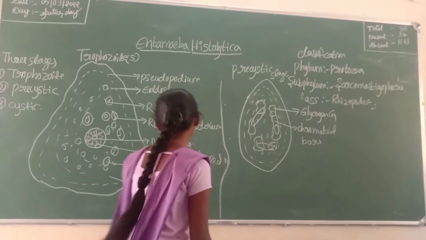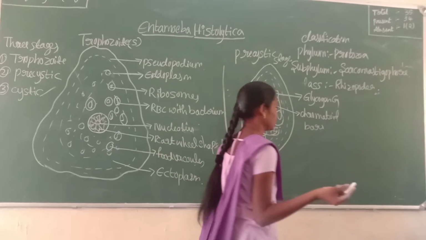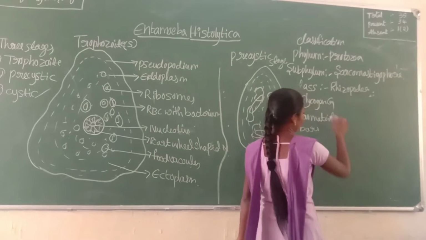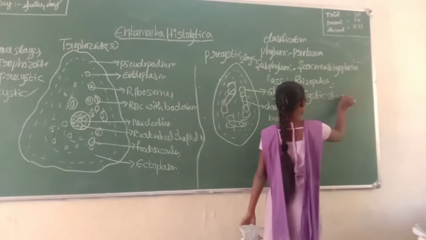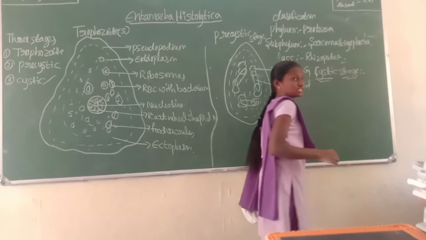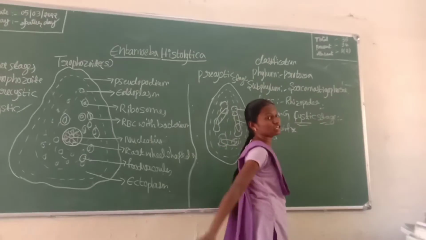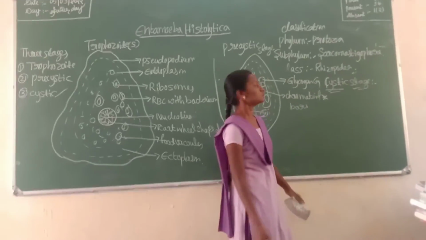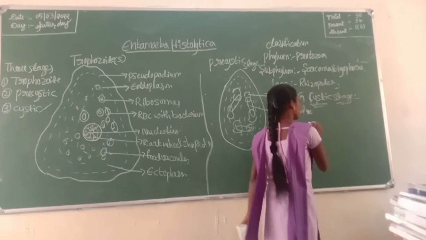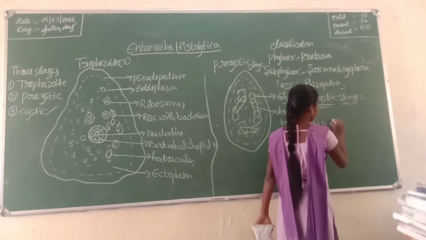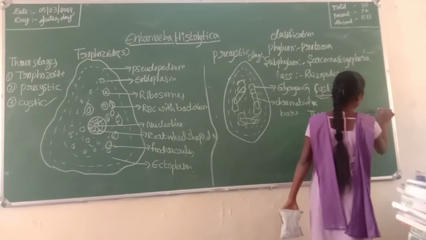Now we discuss the cystic stage. This is the third stage of Entamoeba histolytica. This is the infectious stage for man. Is it round or oval in shape? It is round in shape. It lives in the lumen of the large intestine. Mode of nutrition is holozoic. It consists of a nucleus formed by two mitotic divisions.